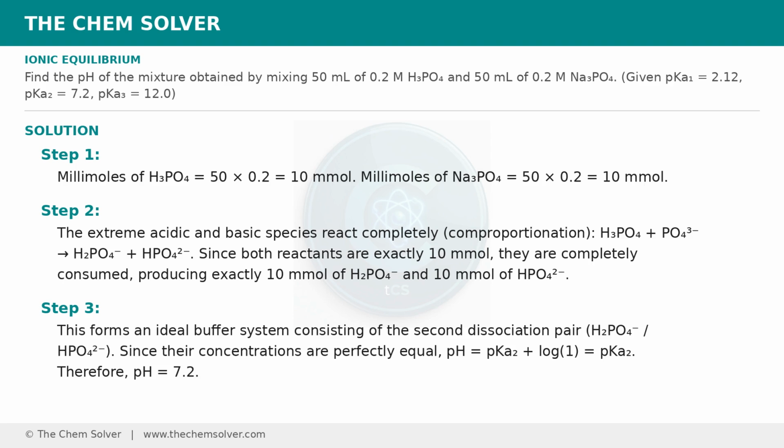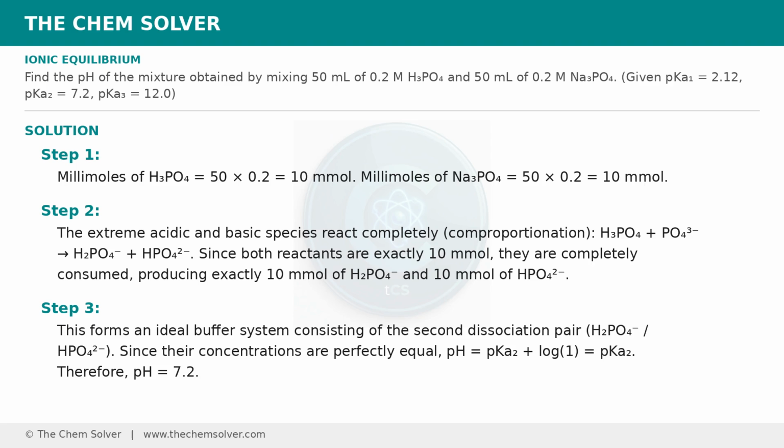Comproportionation: H₃PO₄ plus PO₄³⁻ gives H₂PO₄⁻ plus HPO₄²⁻. Since both reactants are exactly 10 mmol, they are completely consumed, producing exactly 10 mmol of H₂PO₄⁻ and 10 mmol of HPO₄²⁻.